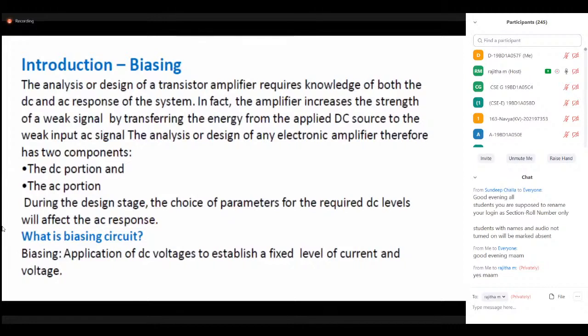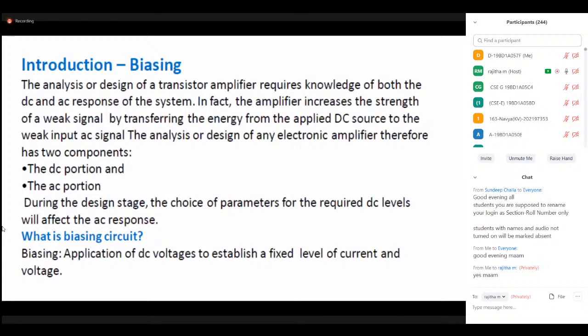Your output would have a DC portion as well as an AC portion. Now during the design stage, the choice of parameters is for the required stability, or for the required AC levels, so that the small signal is amplified to the required voltage level. So we have to maintain some parameters. The quiescent point must be maintained exactly at the center of the load line.